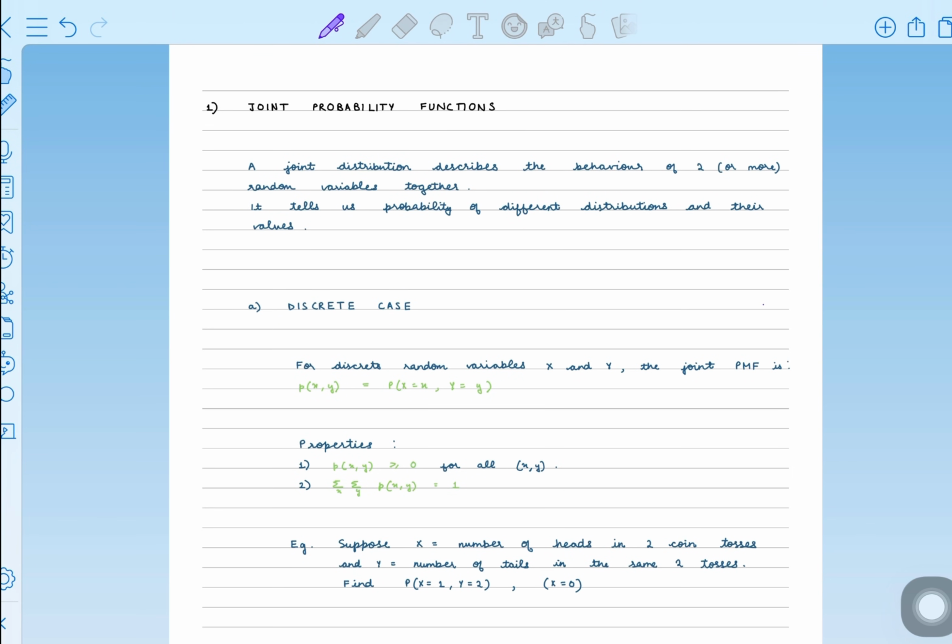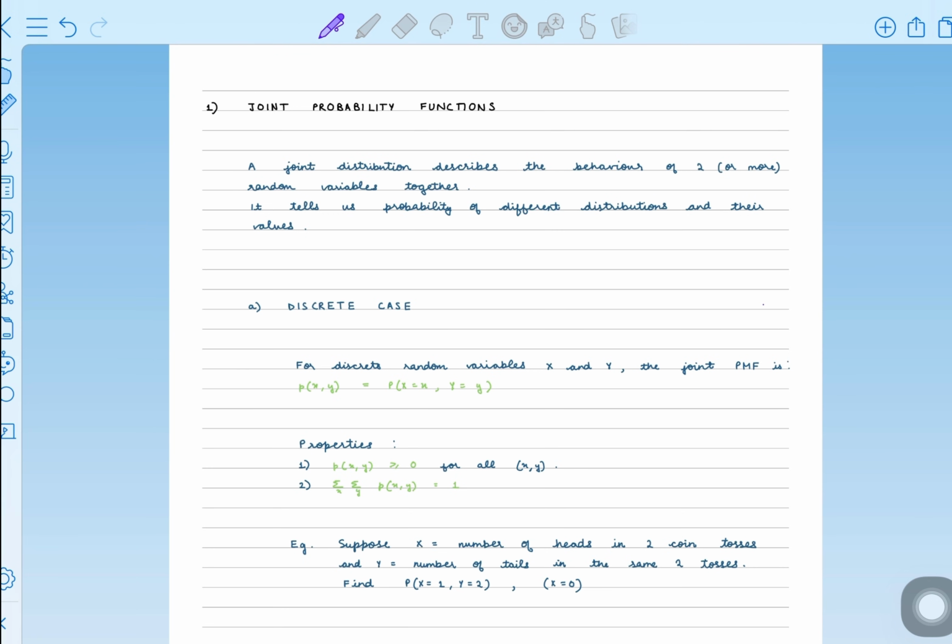The first property states that p of x, y is greater than or equal to 0 for all x, y. This means that probabilities can never be negative. The second property states that the summation over x, the summation over y, p of x, y is equal to 1. This means that the probabilities of all possible outcomes must add up to 1.